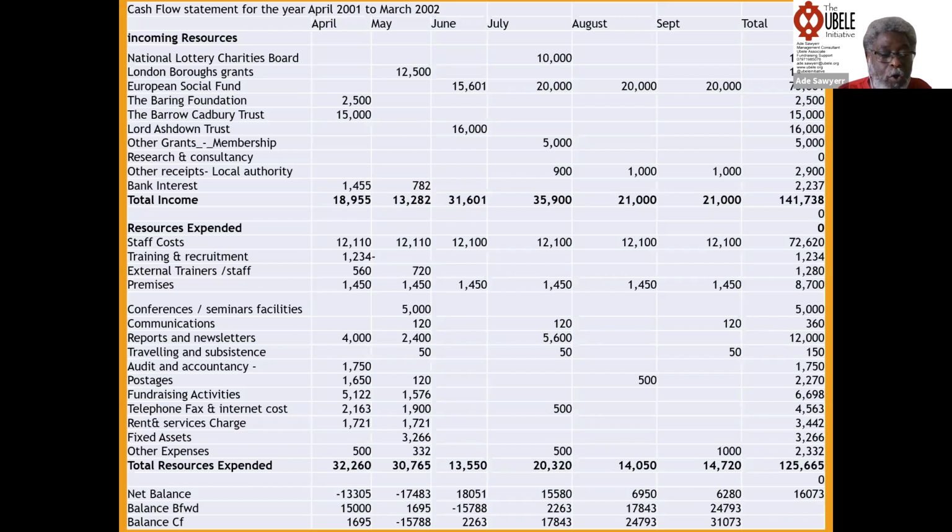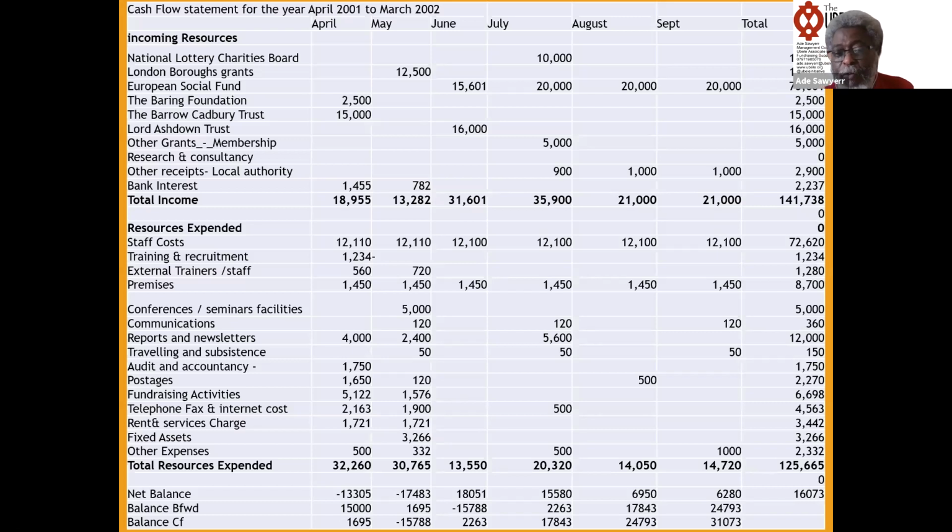Then accountancy audit, postage, fundraising activities, telephone fax. We always realize when it is that these costs fall through. And then service charge, we probably pay it up front. And then we look at budget for sundry expenses. This budget is the total column.